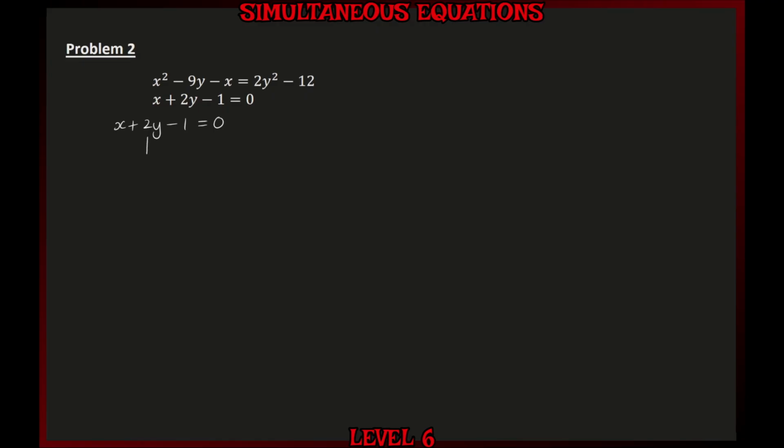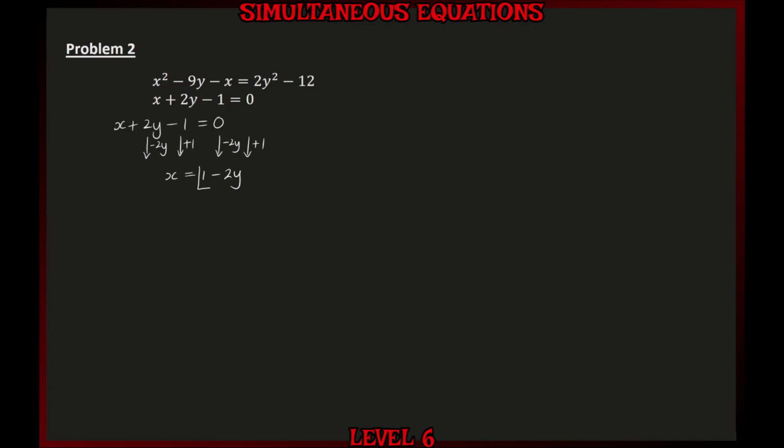I can do this by subtracting 2y from the left and doing the same on the right, and also adding 1 to the left and doing the same on the right. So on the left, the 2y and the minus 2y cancel out, and the minus 1 and the plus 1 cancel out, which just leaves us with x, which is what we wanted. And on the right, we've got 0 minus 2y plus 1. So we can write this as minus 2y plus 1, or as 1 minus 2y. And now we have x as the subject.